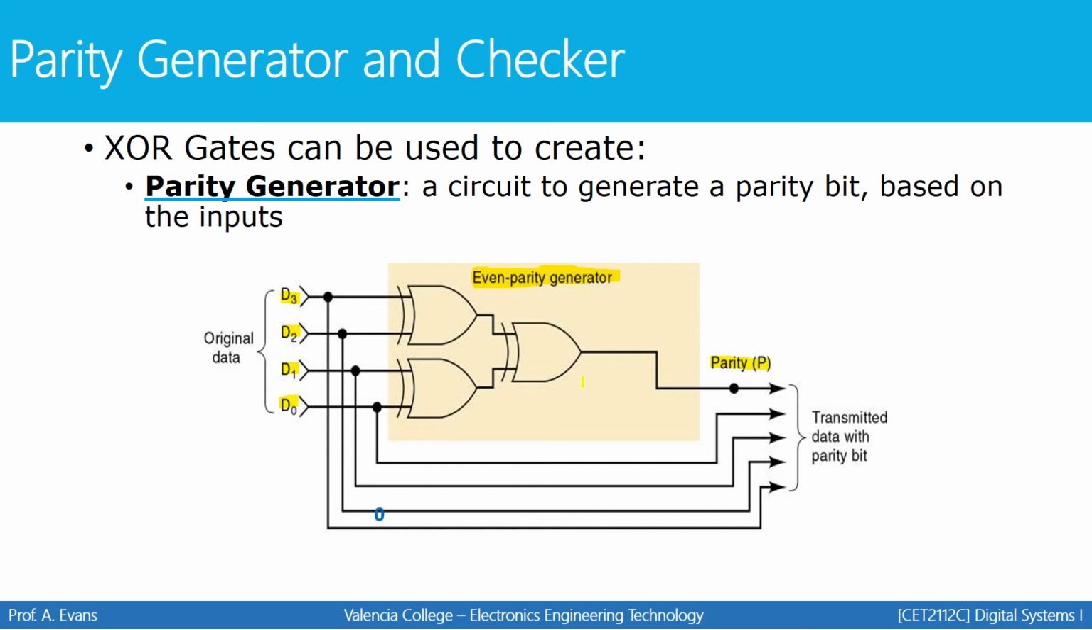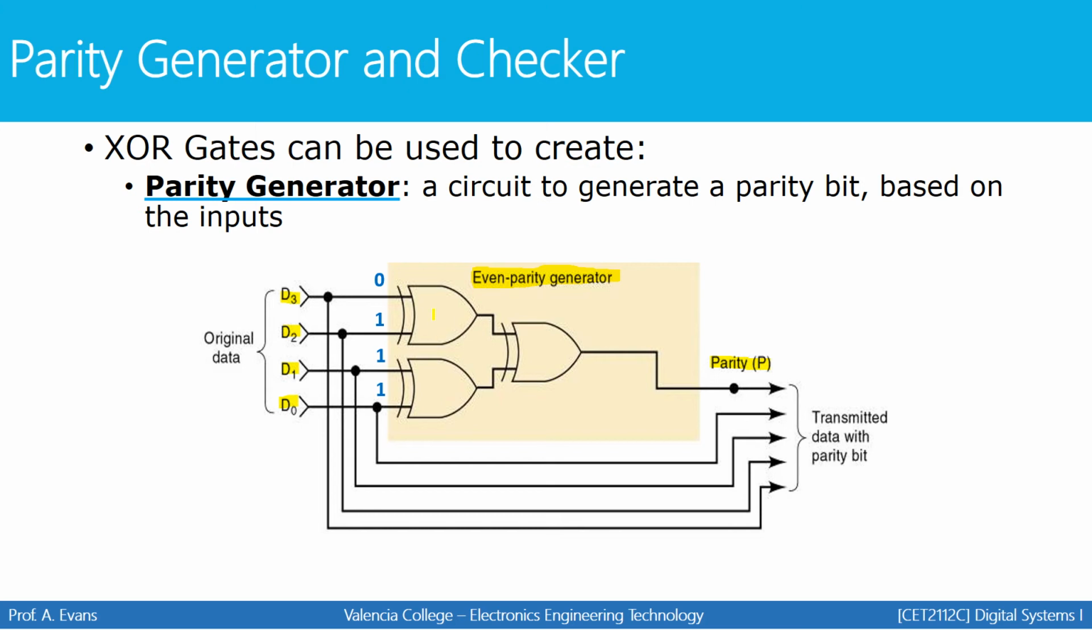In the first example, D3 is 0, D2 is 1, D1 is 1, D0 is 1. So I'm sending the message 0, 1, 1, 1. If I'm going to be using even parity, I would need my parity bit to end up being a 1 so that I have an even number of 1s in the message. Well, let's work the logic to see how that's going to happen.